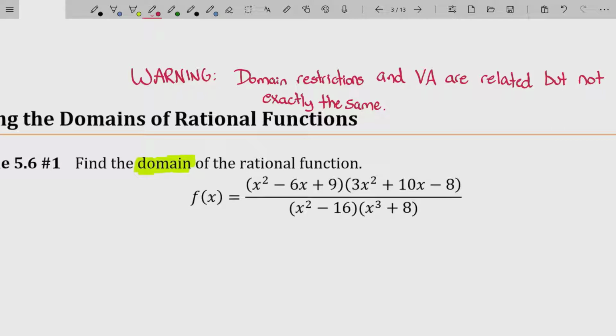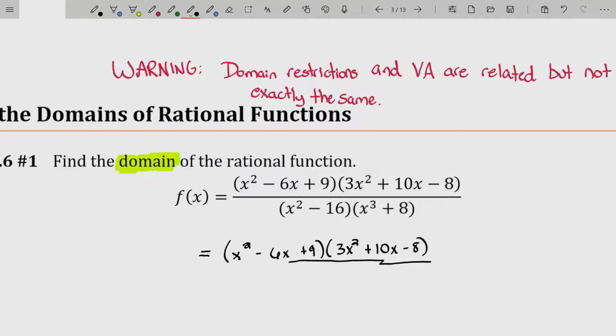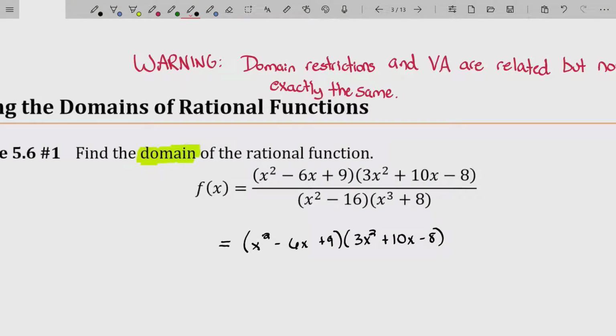So let's start by factoring the denominator here, because that's all you really have to worry about with domain. So I'm going to leave the numerator completely unfactored. Well, okay, it's not completely unfactored because somebody was kind enough to at least factor it a little bit. But those two trinomials can be factored even further, but we're not going to bother with it. In the denominator, that's a difference of squares, x minus 4 and x plus 4. And that's a sum of cubes, x plus 2 times the quantity x squared minus 2x plus 4.